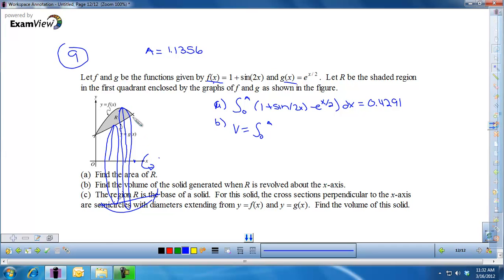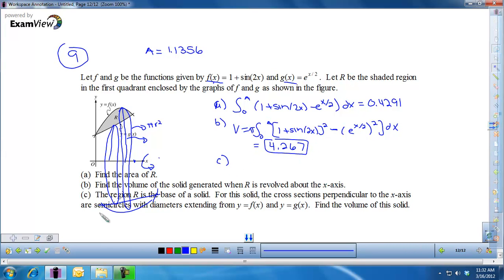So I need to find the area of the big circle. Remember, the area is pi r squared. So that's where we're going to get our pi. The radius of the big circle is the top minus the bottom. So it's just going to be 1 plus sine of 2x squared, minus the area of the small disc. So it's going to be, again, top minus the bottom, e to the x over 2 squared, dx. And that turns out to be 4.267.